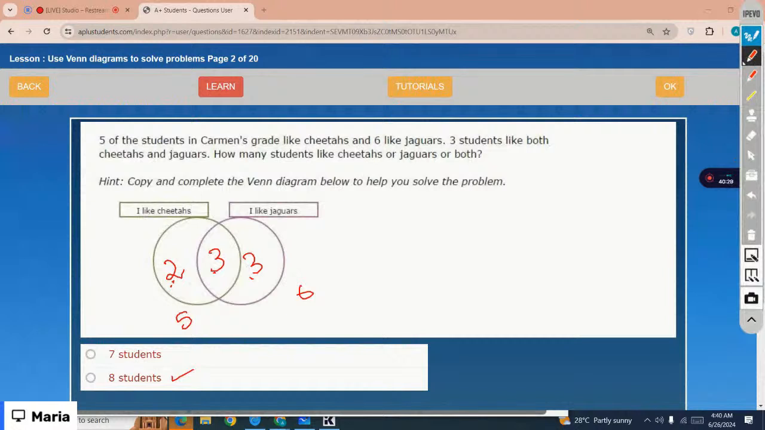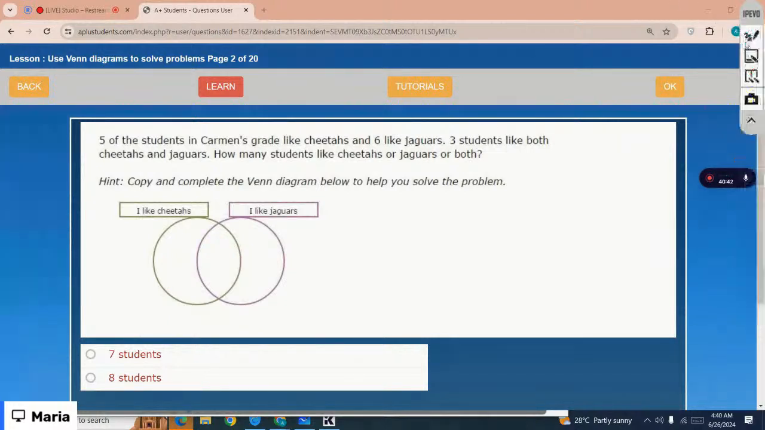Option number 2 is the correct option, right? Basically, this is the common one, so these 3 are also included. So option number 2 is the correct option. Got it.